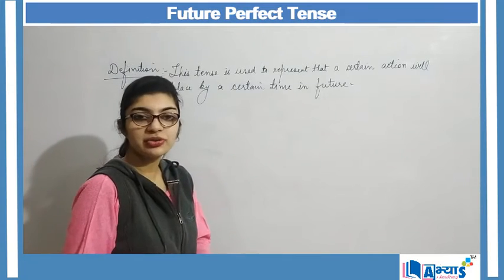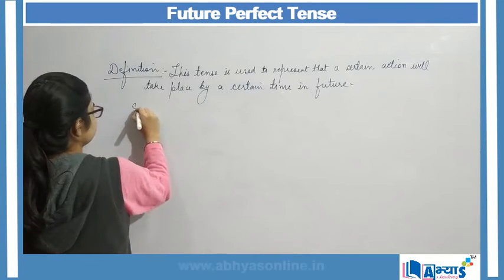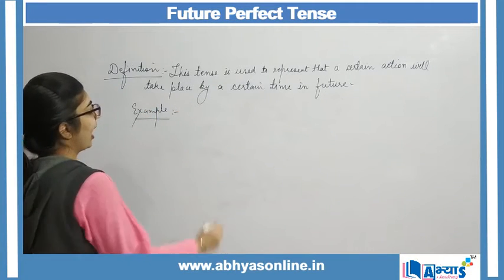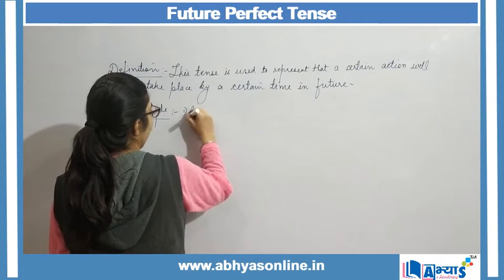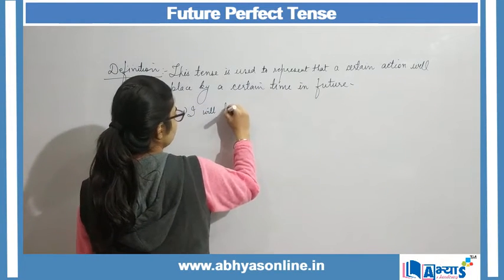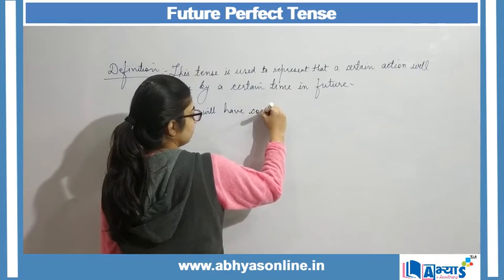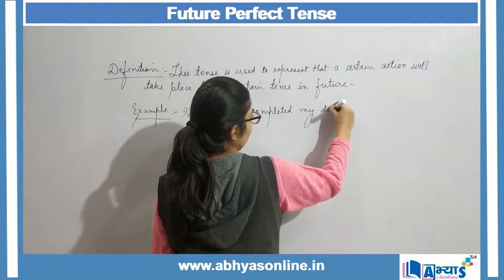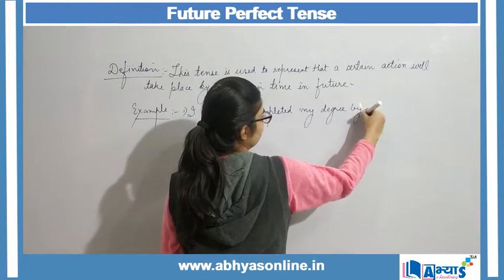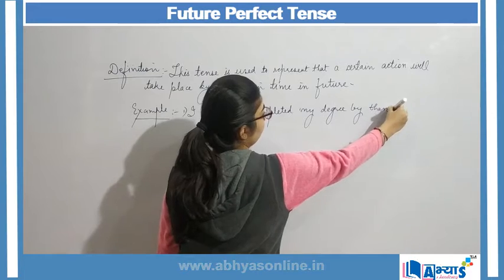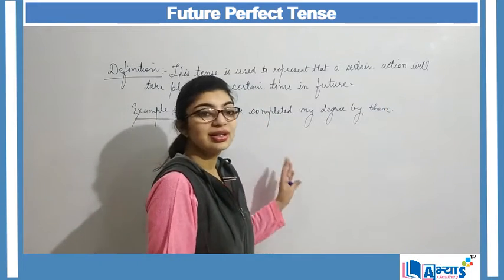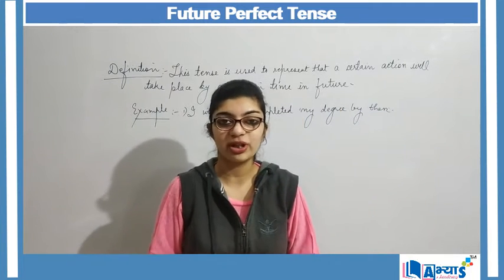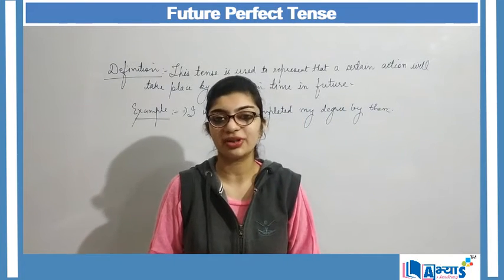Now an example of future perfect tense can be, I will have completed my degree by then. So now we cannot just learn English like that. There are certain rules that we need to follow while making use of tenses.